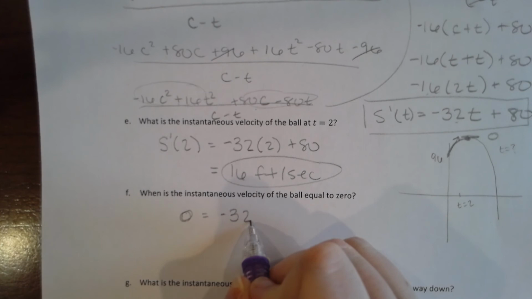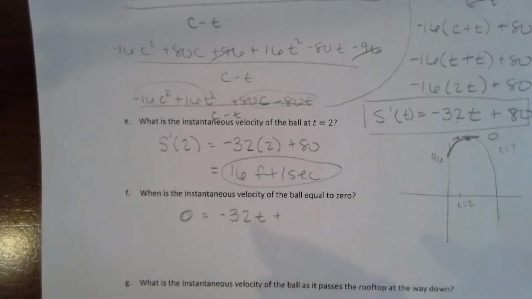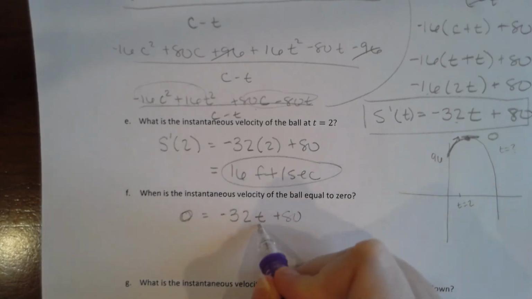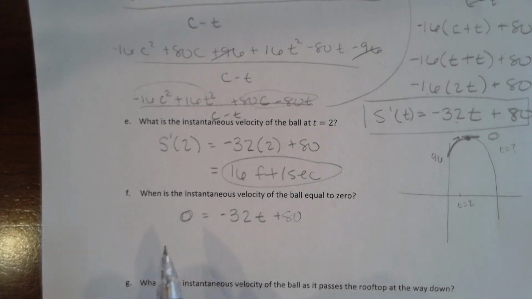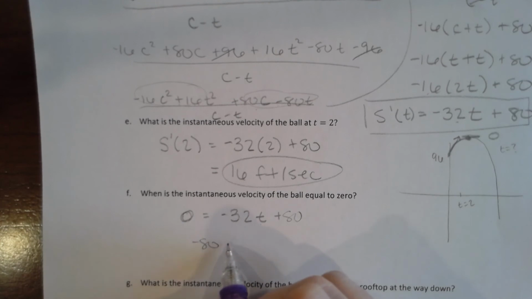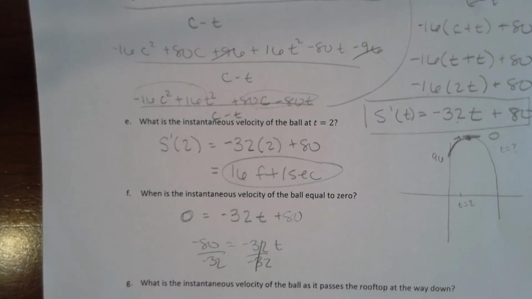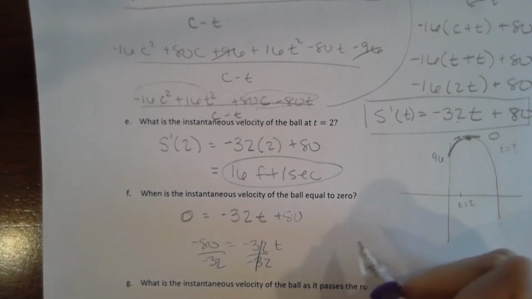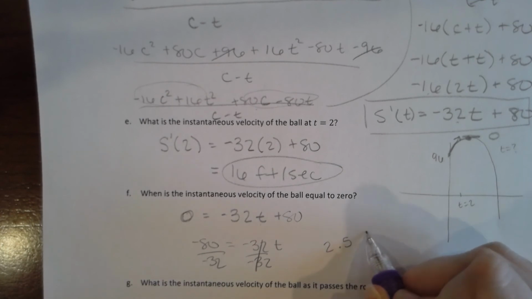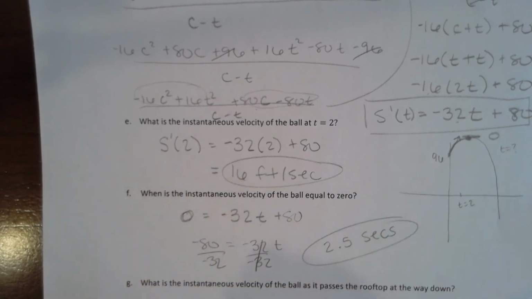I want to find the time, right? I'm solving for time. I know the speed is 0. So subtract the 80, divide by negative 32, negative 80 divided by negative 32 gives us 2.5. So it took 2.5 seconds for it to reach the very top. Okay, it took 2.5 seconds. It has a speed of 0.